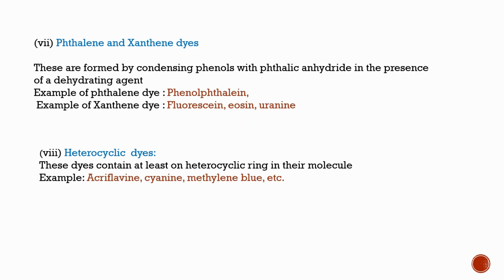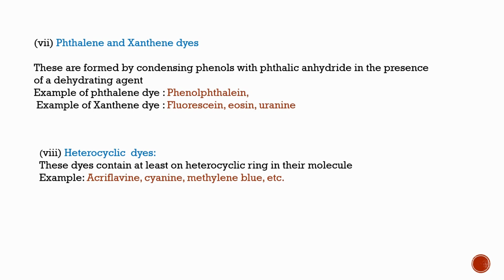Now next is phthalene and xanthine dyes. These are formed by condensation of phenols with phthalic anhydride in the presence of a dehydrating agent like concentrated sulfuric acid. Example of phthalene dye is phenolphthalein. You know very well what is phenolphthalein. It is an indicator used in acid-base titrations. Example of xanthine dye is fluorescein, eosin, uranin.